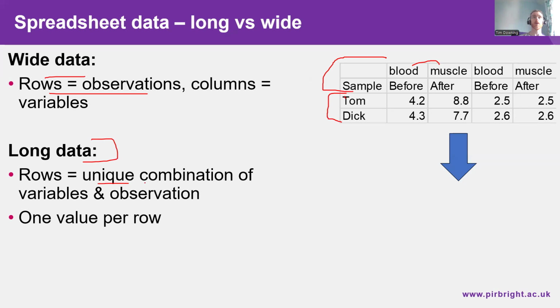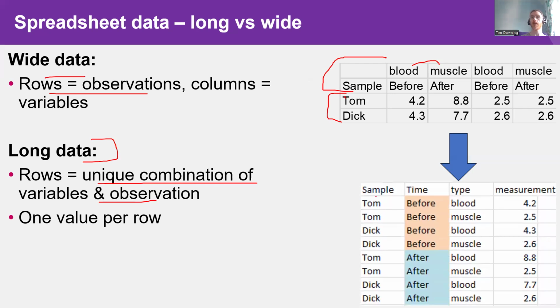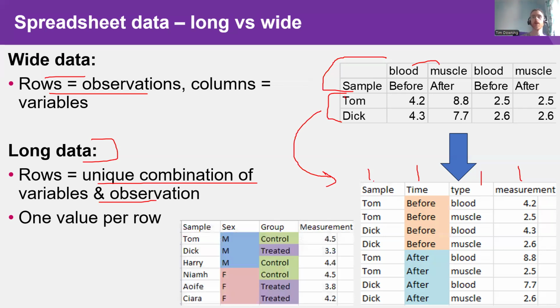So each row has a single numerical value associated with it, and it contains multiple columns with the metadata. So for example, you might instead have the sample, the time, the type, and then the measurement associated with that. So that's long data. So you can see one value per row. And therefore, if we transform wide data into this format, you'll have a very large data set, a very long data set. There's another example where you might have the group and the sex and the sample and one measurement associated with that.